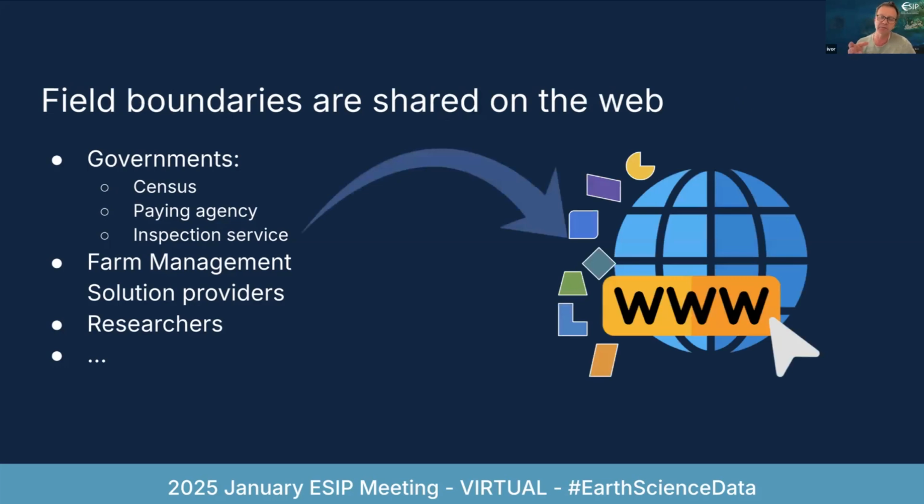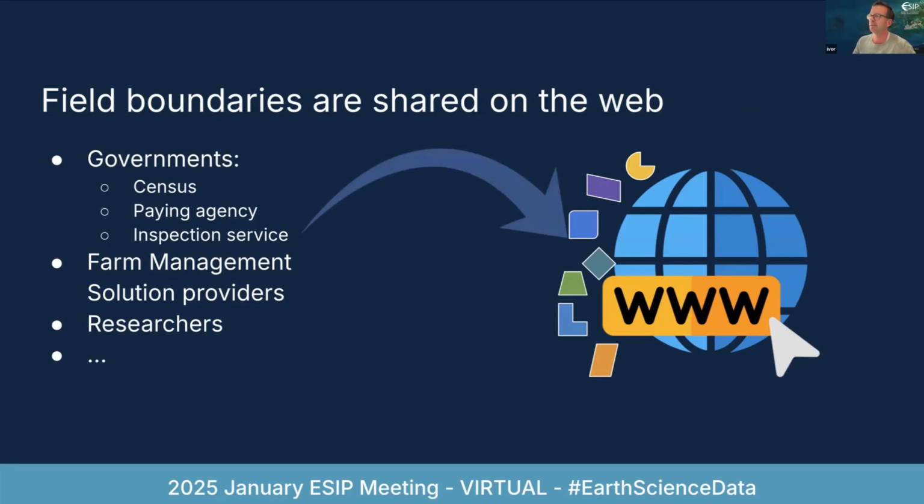So what happens if these field boundaries are digitized is sometimes, if you're lucky, these data sets are shared on the web. Many European governments share their field boundaries, including crops and all kinds of other related data. They share these data sets somewhere on the web, if you're lucky, as open data.